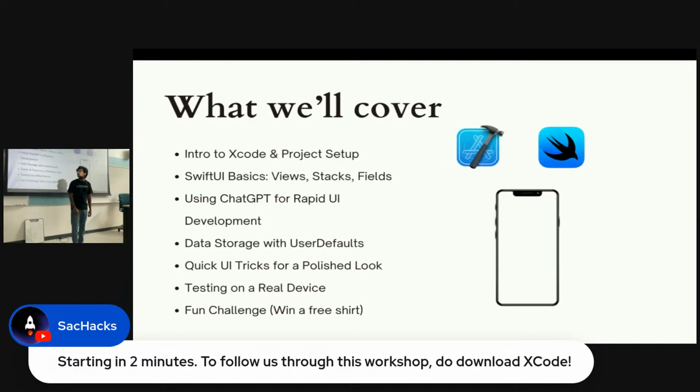Let's get started. I'm going to go over some of the things that we're going to cover in this workshop. Basically, we're going to learn how to set up Xcode on everyone's device, learn some of the SwiftUI basics, and since it's a hackathon, we're going to use ChatGPT to build the UI in Xcode really fast. And instead of a backend, we're going to use user defaults. I'll explain later. It's an easier way to start your project without using an actual backend. That's easier for a demo. And some quick UI tricks that are going to help you build faster, and then the fun challenge at the end.